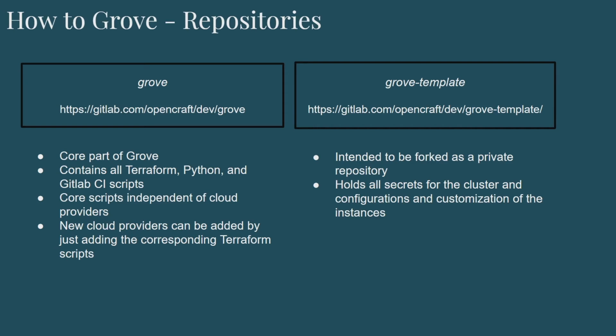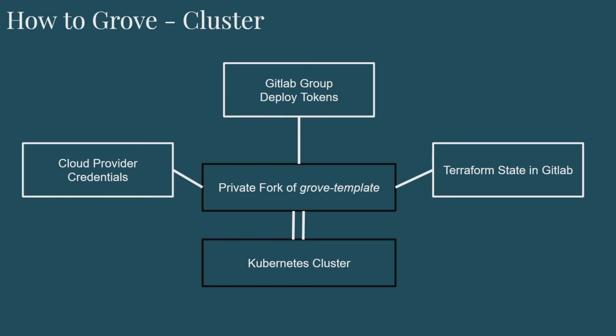The Grove template repository is intended to be forked by anyone who wants to use Grove. It is meant to be a private repository because it will hold all the secrets for your clusters and all the configurations and customizations for your instances. If you want to start using Grove, you first need to create a group in GitLab and create deploy tokens there. Then you need to create a private fork of the Grove template. Each private fork of a Grove template represents a Kubernetes cluster and all infrastructure resources associated with it, such as the S3 buckets, the RDS instances, etc.